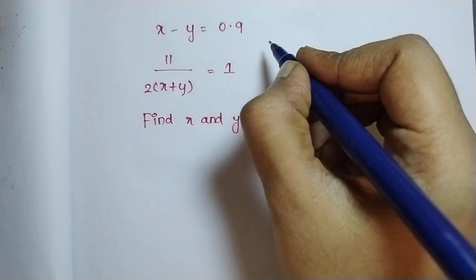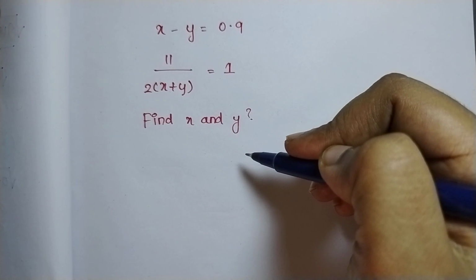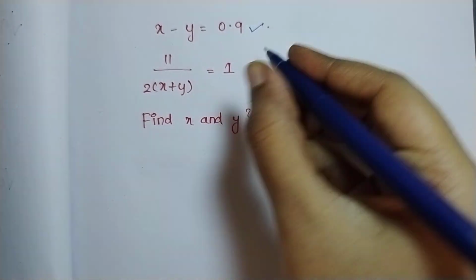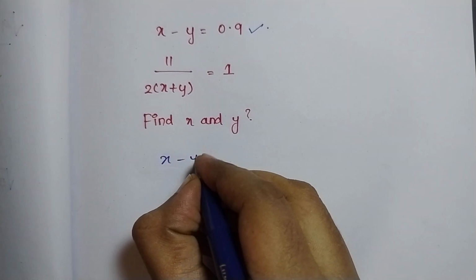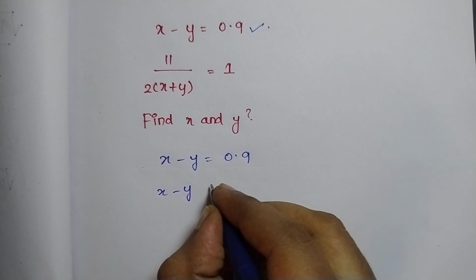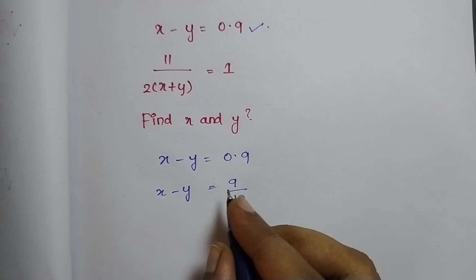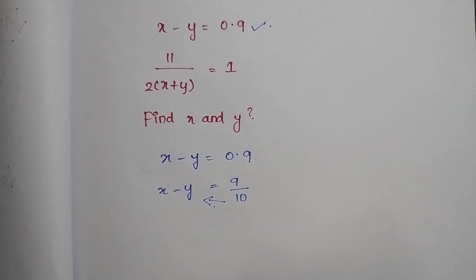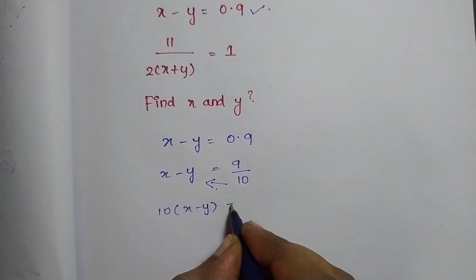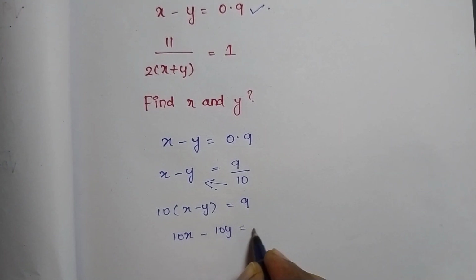Hi, in today's class we are going to solve these two problems and find x and y by the elimination method. For that I am going to take this equation and rearrange it. So x minus y is equal to, this can be written as 9 by 10. So I am going to do the cross multiplication. Therefore 10 of x minus y is equal to 9. 10x minus 10y is equal to 9.